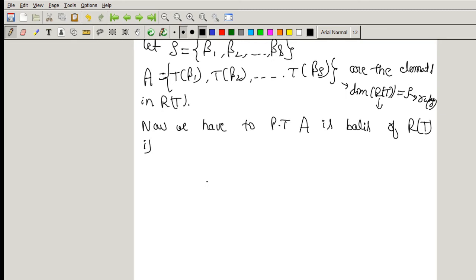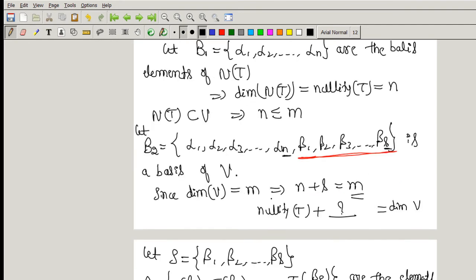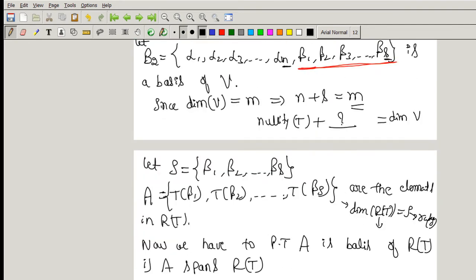First, that set A spans R of T. Here A is nothing but T of beta 1, T of beta 2, so on up to T of beta S. A spans R of T. Now, basis elements of the domain space are alpha 1, alpha 2, alpha 3, so on up to alpha n, beta 1, beta 2, up to beta S. Call this some set B2.